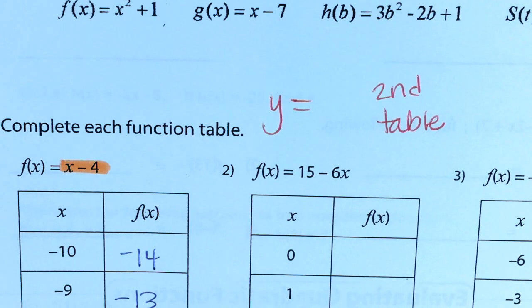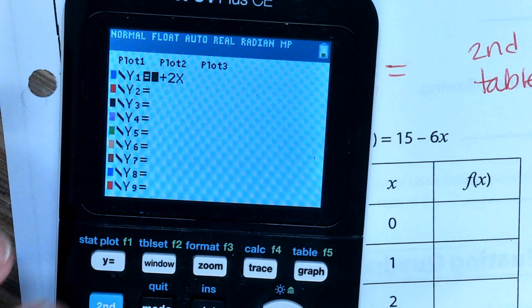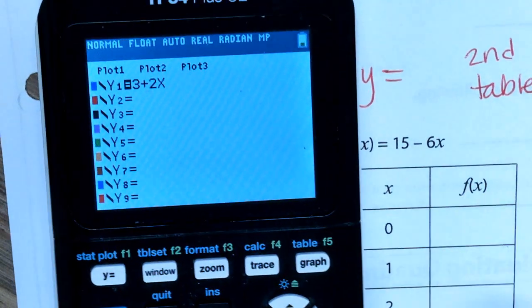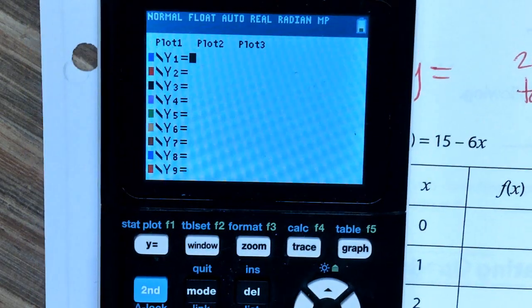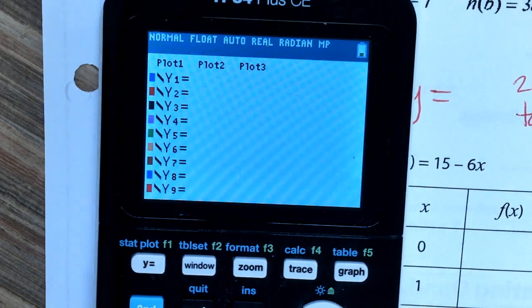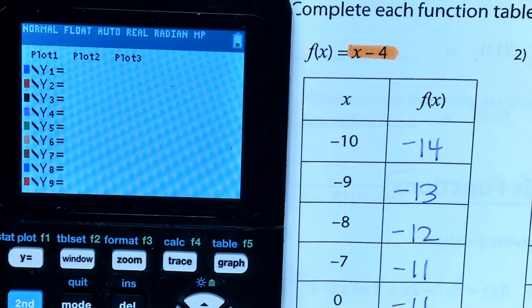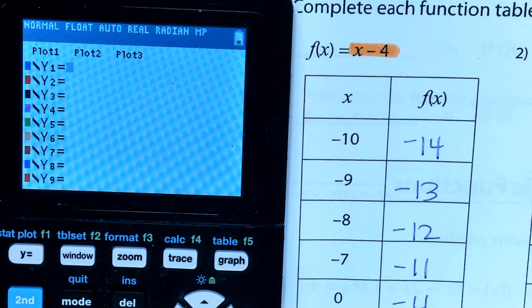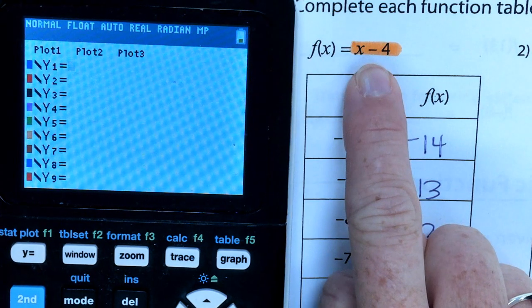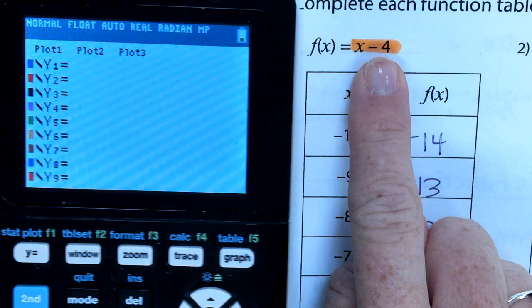So I want you to find your y equals button. If anything is there, clear it out. And if your calculator starts acting funny, just reset it. Okay? We're going to type in the one we just did. So what am I going to type in? I need to type in the function first. What am I going to type in? X minus 4.